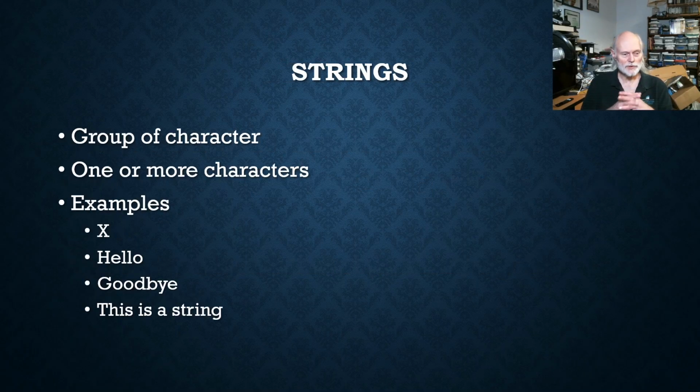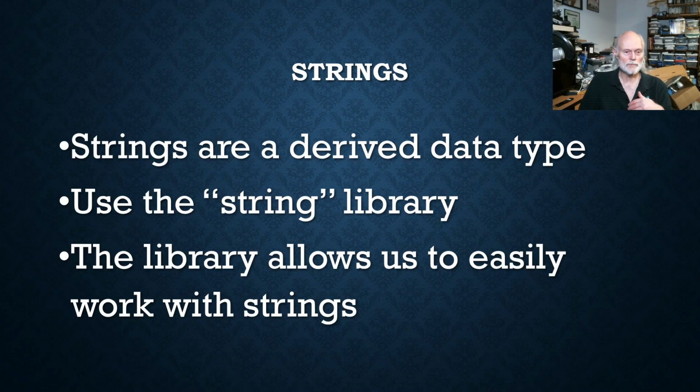Rather than have to work with them as what are called arrays, there's a string library that allows us to group characters together, one or more. Examples, hello, goodbye, this is a string, would be these groups of characters. They're a derived data type, derived from the character data type, and there's a library that's part of C++ called the string library. We'll talk about libraries as we go that allow us to easily work with strings.